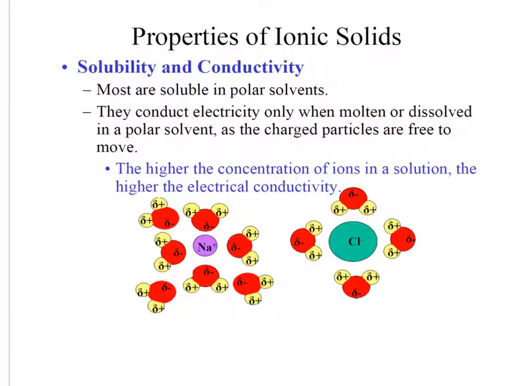So ionic compounds tend to dissolve in water because the attractions between the cations and the negative ends of the water molecules are stronger than those between the cations and the anions, and the attractions between the anions and the positive ends of the water molecules are stronger than those between the cations and the anions. Ionic compounds don't dissolve in nonpolar solvents, as the attractions between the ions are higher than the attractions between ions and nonpolar solvent molecules.